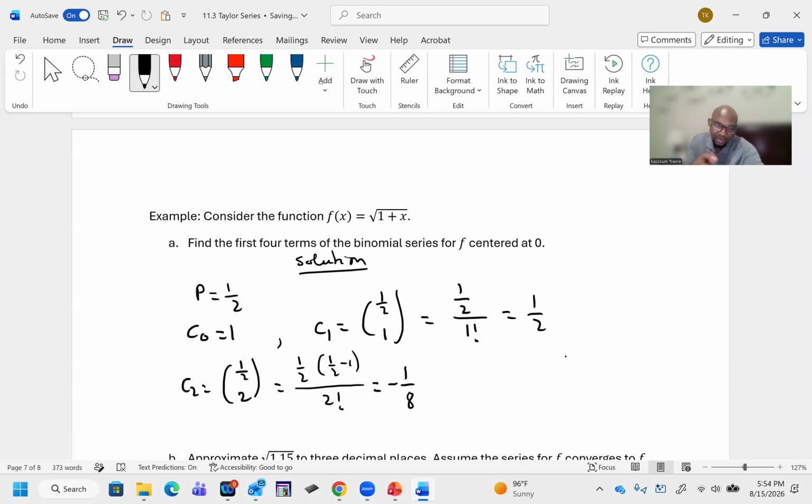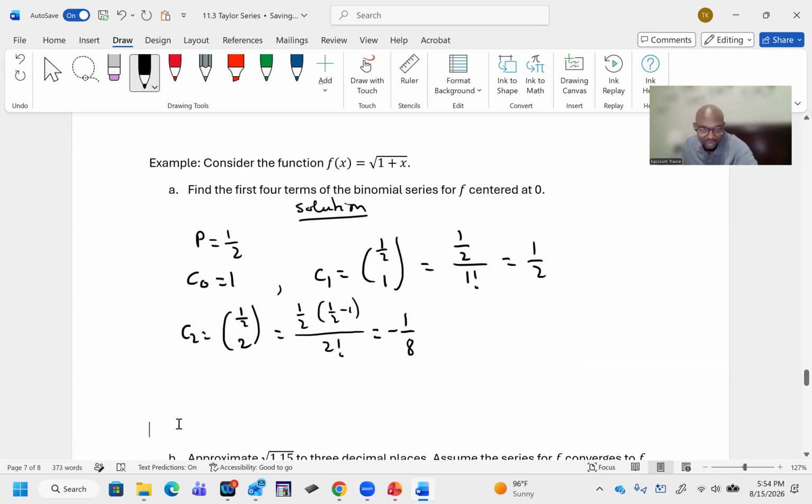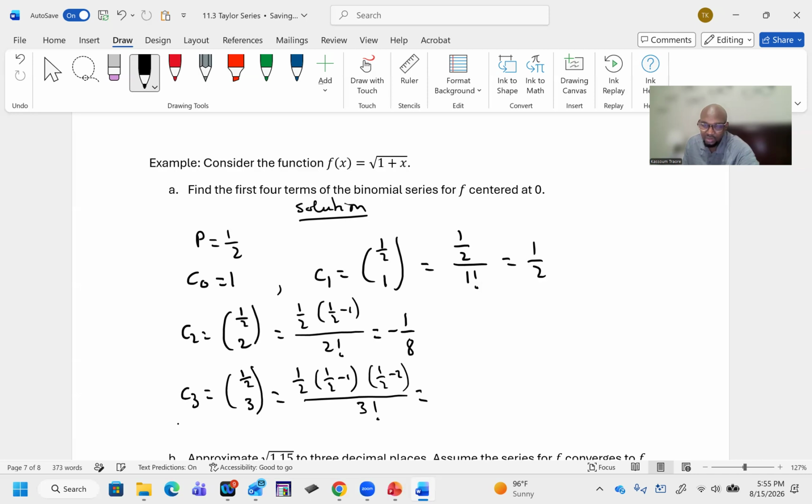And then, so I'm using the formula, don't forget. C3 will be 1/2 choose 3, which will be 1/2 times 1/2 minus 1 times 1/2 minus 2 divided by 3 factorial, which would be equal to 1/16.